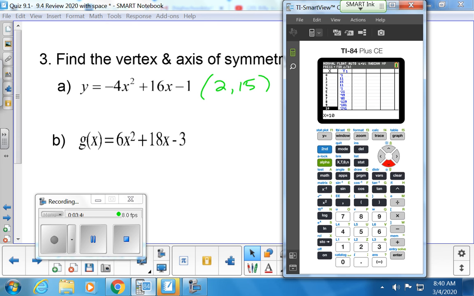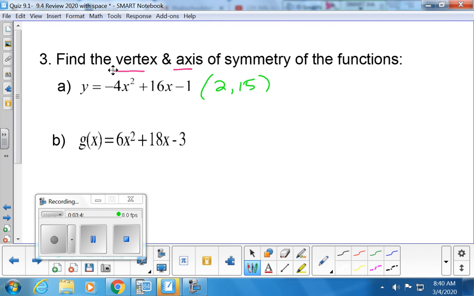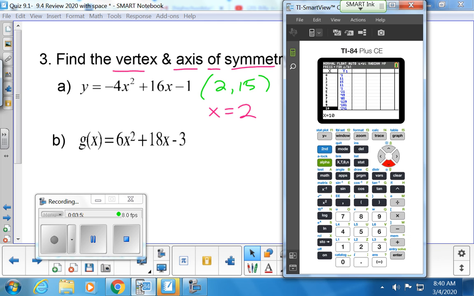Now, if I'm remembering right, we might have problems on part B, finding, oh gosh, we are not done with part A. Find the vertex and axis of symmetry. The axis of symmetry is just x equals 2. These numbers always match. All right, if I'm remembering right, we might not be able to find the vertex from the table in the second one, but we're going to try.